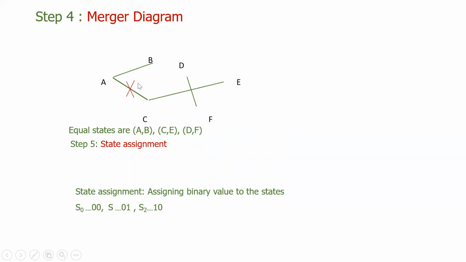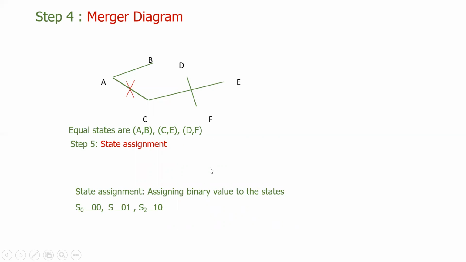Now you see here, if A and B are equal, then A and C is not equal, because C and B are not equal. So you have to consider A and B is equal, C and E is equal, then D and F is equal. So no need to consider this equal state. This is nothing but what we can call the maximal compatible pair. So from this merger graph, we can get the maximal compatible pair. Here, the equal states are A comma B, C comma E, and D comma F.